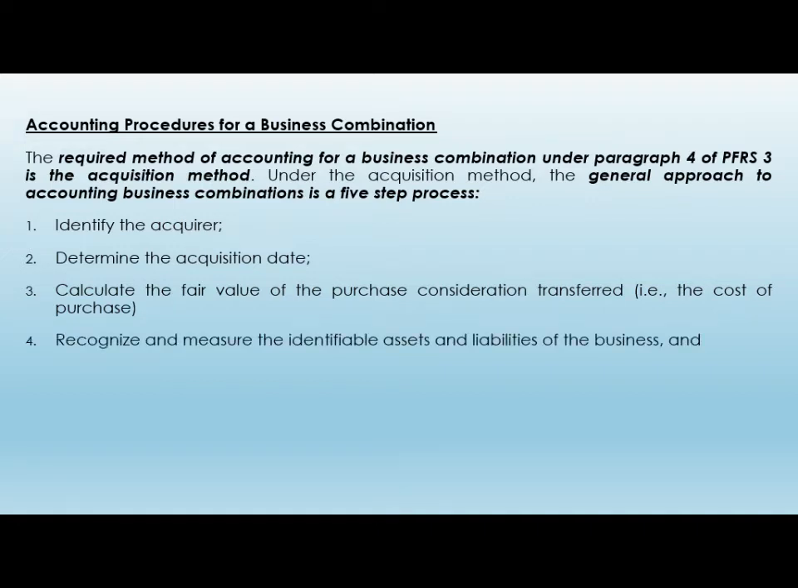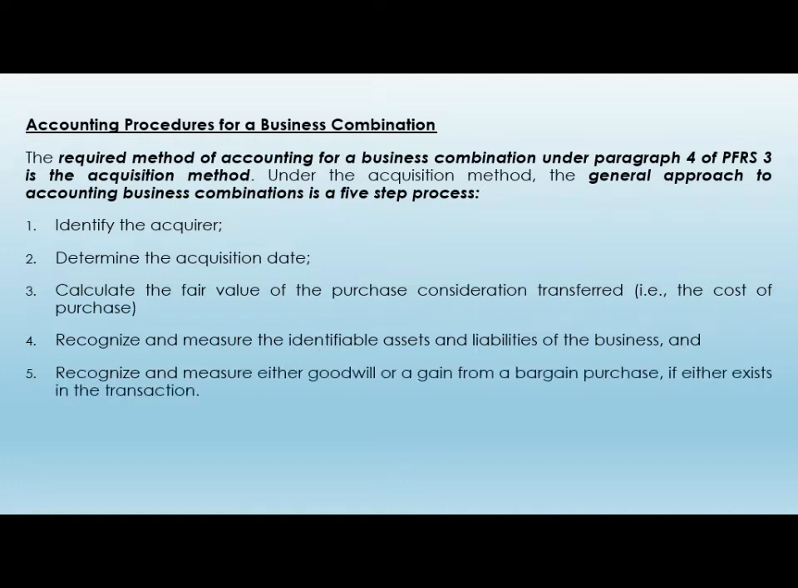Then, next is to recognize and measure the identifiable assets and liabilities of the business. This is under the book of the acquirer. And finally, recognize and measure either goodwill or a gain from bargain purchase, if either exists in the transaction. So that will be our 5 steps procedure in accounting for business combination.